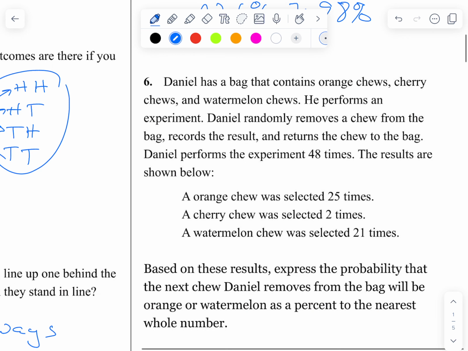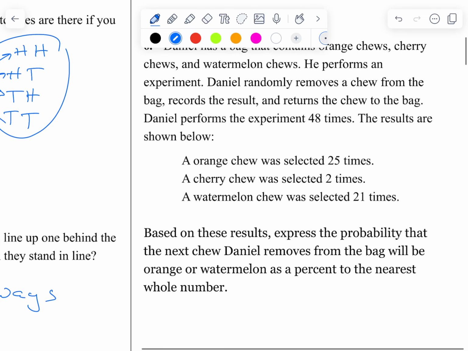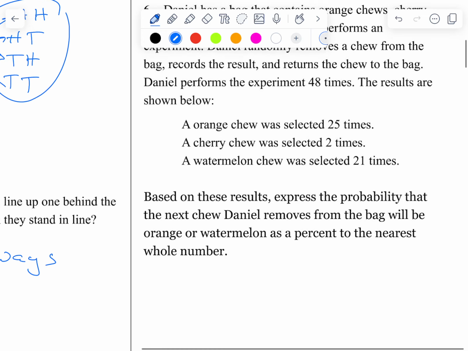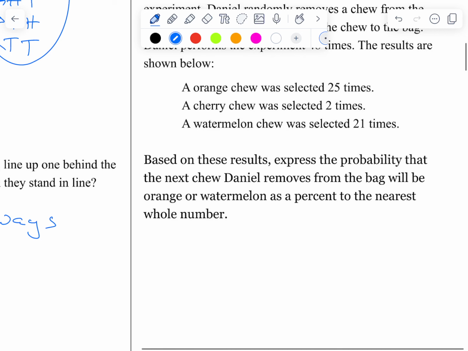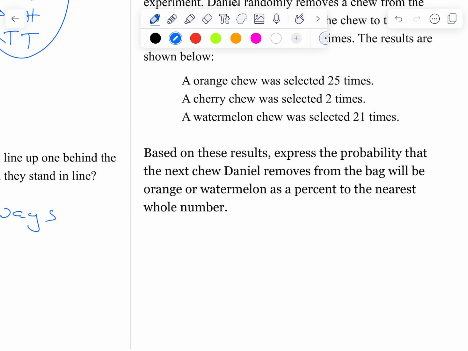Daniel has a bag that contains orange chews, cherry chews, and watermelon chews. He performs an experiment. Daniel randomly removes a chew from the bag, records the results, and returns the chew to the bag. Daniel performs the experiment 48 times. The results are shown below. Based on these results, express the probability that the next chew Daniel removes from the bag will be orange or watermelon as a percent to the nearest whole number.